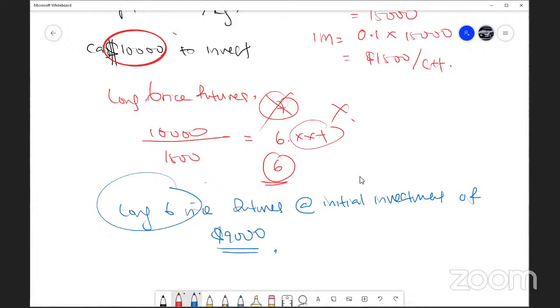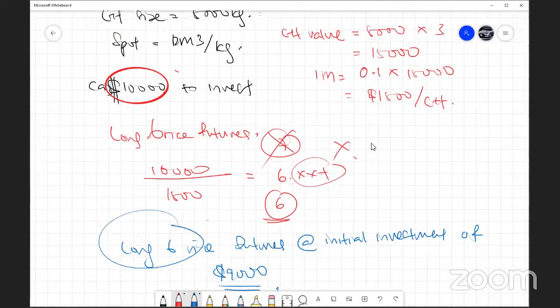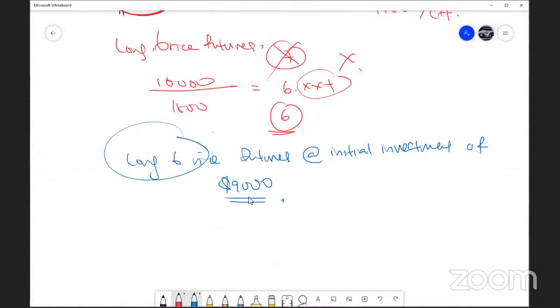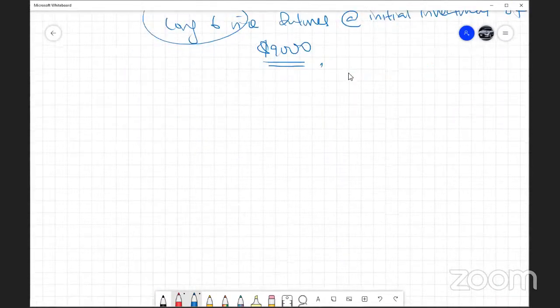Given the following information, what can you do to take advantage of your expectation? You have $10,000 to invest. You show one by one the contract value. Initial margin for each contract is 1,500. With my $10,000, how many contracts can I buy? I can buy 6 contracts, and then you only spend $9,000. Now going to part B.